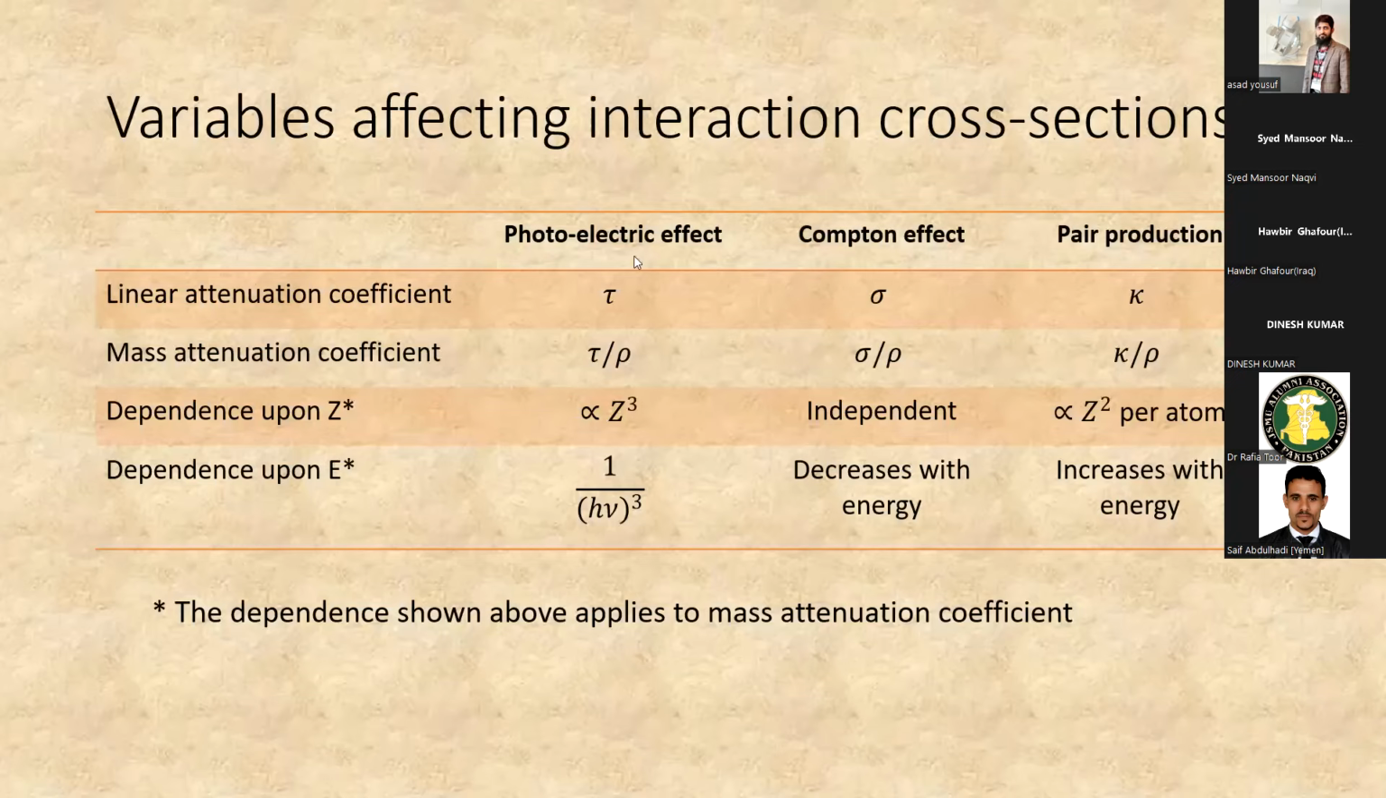Now you can see in this chart that the photoelectric effect is highly dependent on the Z, that is, the atomic density and the Z cubed. Whereas the Compton effect is independent of this, and pair production also depends on the Z. The dependence on energy is inversely proportional for photoelectric, whereas the Compton effect decreases with energy, and pair production increases with energy.